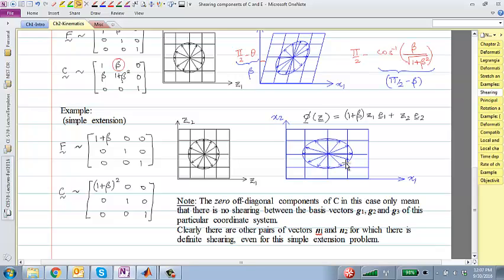Correct? So even in an example like a simple extension, there is shear between infinitely many different tangent vectors. It's only these two that do not have shear. This fact is not captured by the off diagonal components of C in this case, because C is with respect to the G1, G2, and the E1, E2 coordinate directions. There is clearly no shear in the G1, G2, or the E1, E2 coordinate directions, but every other pair does have shearing. Okay, all right.